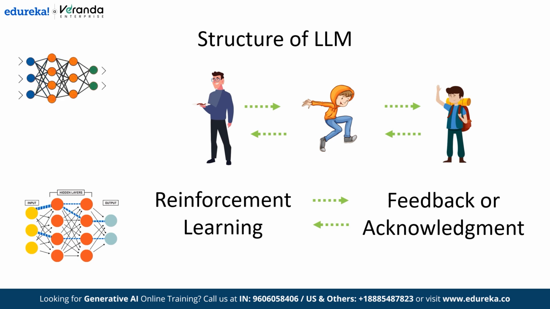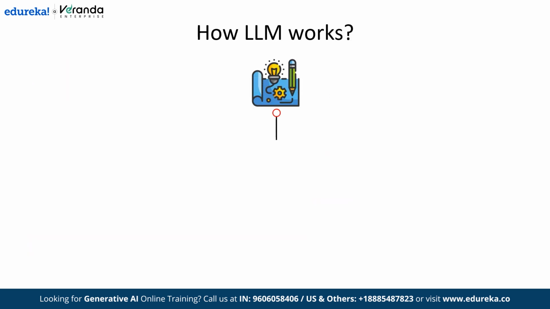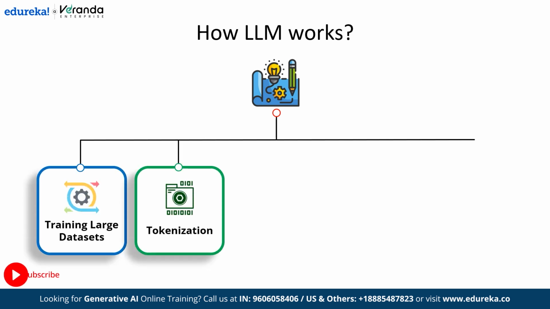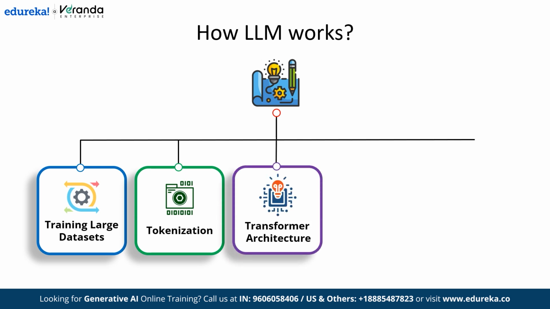Now, let us move on to understand how LLMs work. LLMs begin with the collection of datasets, then tokenize text and break it into manageable pieces. Using a transformer architecture, they process the data sequence all at once, leveraging vast training data.